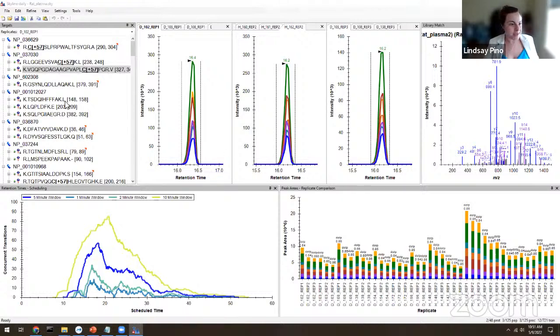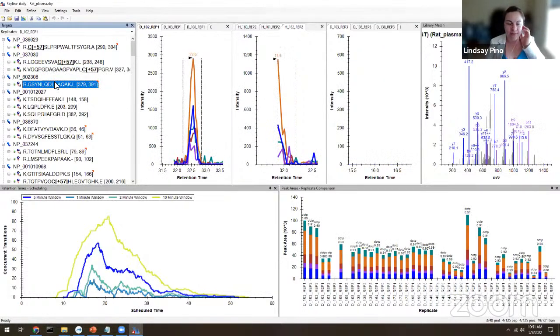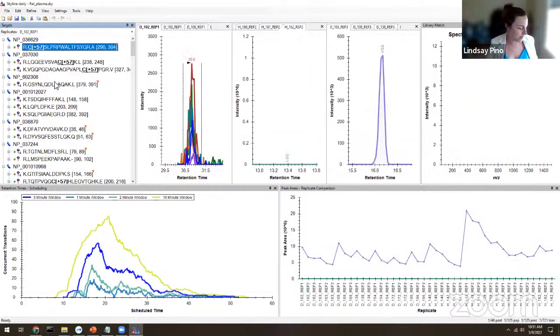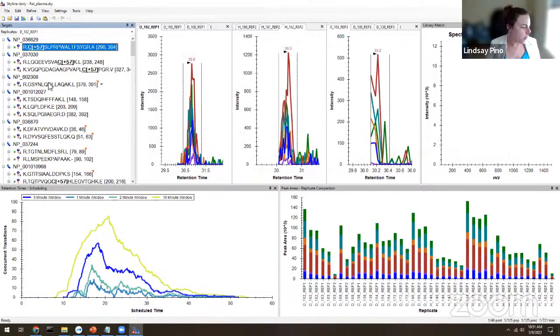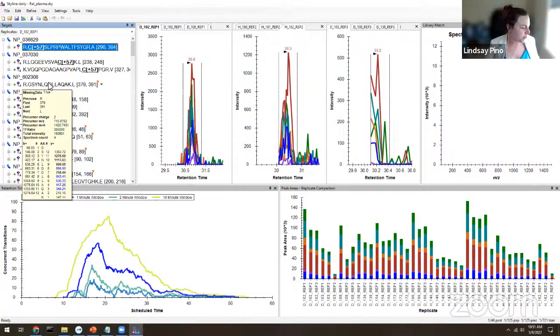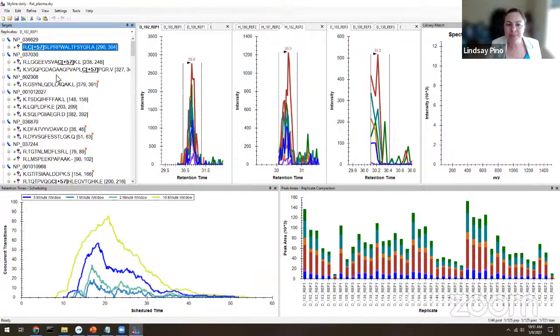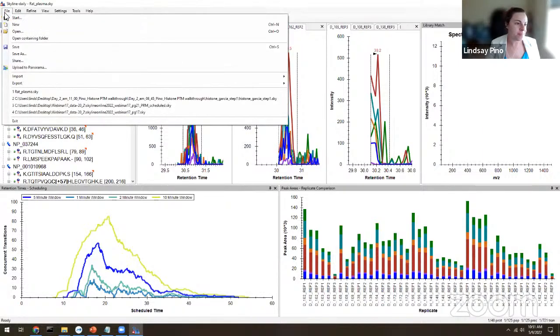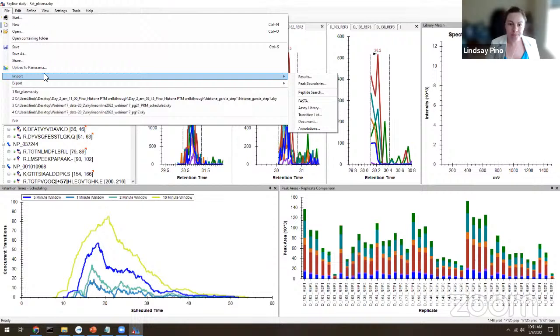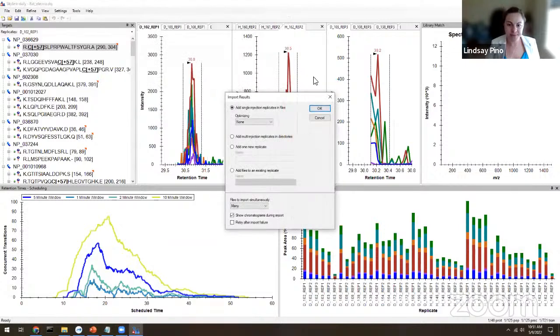Okay, so it looks like we're mostly caught up. Hopefully everyone's just tabbing through the data, getting familiar with it. So we are going to practice pulling in some data. If you go to File, Import, Results, you'll get this Import Results window.